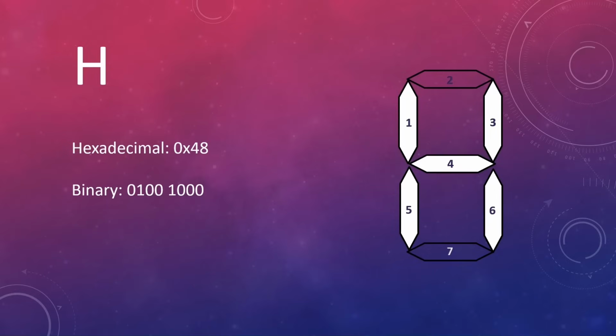Now, on the right-hand side, you can see this is a 7-segment LED, with segments numbered 1 to 7. So, to represent the letter H, we must give signals to the LED numbers 1, 3, 4, 5, and 6 to glow so that it will represent the letter H.